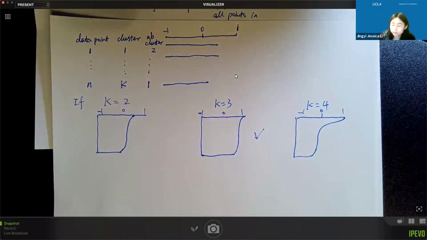That's silhouette. Do we have questions regarding the elbow plot and the silhouette plot? You're going to try them on your homework problem.